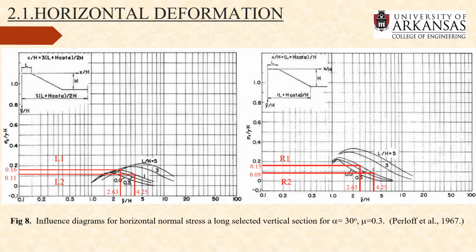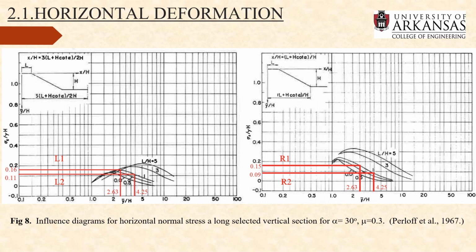The lateral movement at point L1, L2, R1, R2 were predicted following the influence diagram for horizontal normal strain along the selected vertical straight section for 30-degree slope from Perloff et al. 1967. The Perloff method was selected for the calculation of lateral movement because the Perloff method is for strain distribution within and under the long elastic embankment. Boussinesq and Newmark solutions are typically only for foundation.